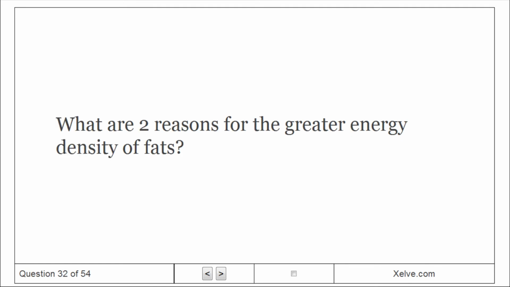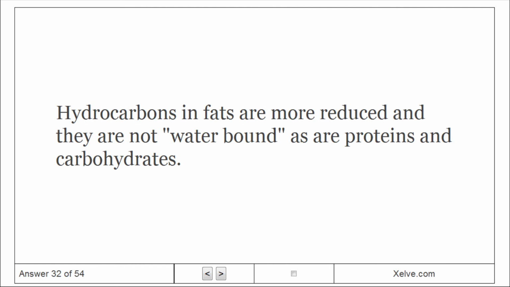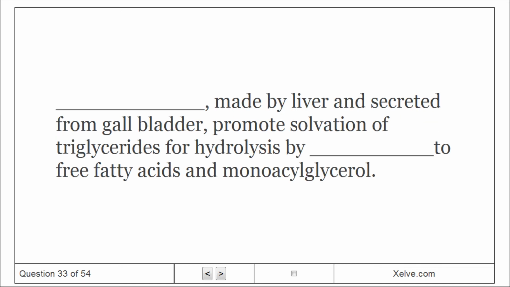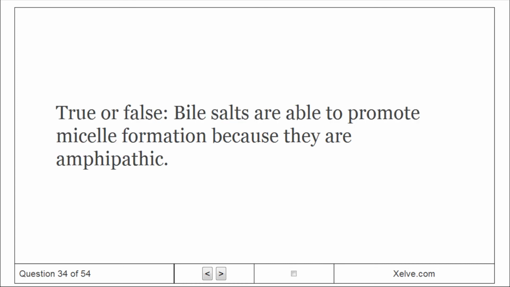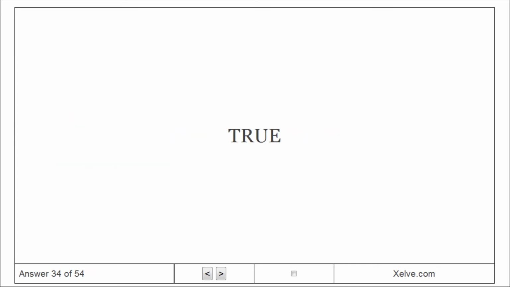What are two reasons for the greater energy density of fats? Hydrocarbons in fats are more reduced and they are not water-bound, as are proteins and carbohydrates. Blank, made by liver and secreted from gallbladder, promotes solvation of triglycerides for hydrolysis. Bile salts, pancreatic lipase. True or false? Bile salts are able to promote micelle formation because they are amphipathic. True.